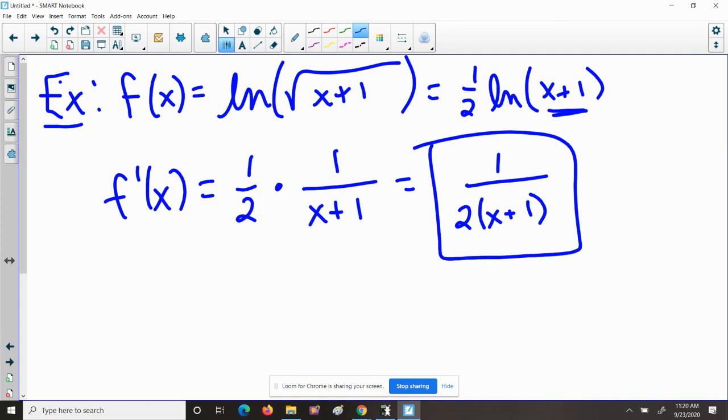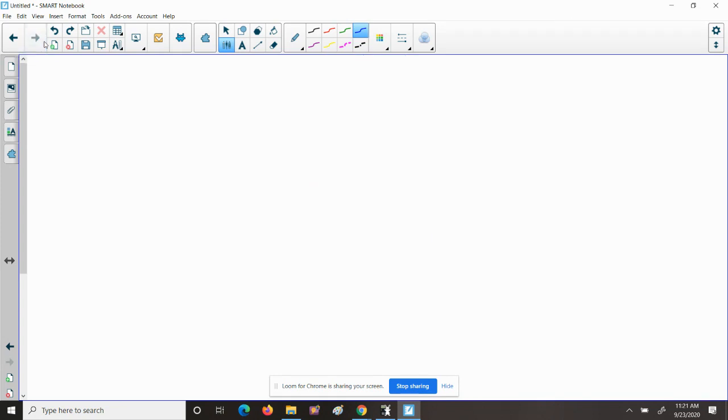There's our derivative. That is so much easier than trying to take the derivative of square root of x plus 1 all over the square root of x plus 1. You're going to end up with the same thing, but it's much faster if you go ahead and just simplify before you take that derivative. Okay, let's take a look at another one where it's going to be even more complicated if you tried to do it without simplifying beforehand.